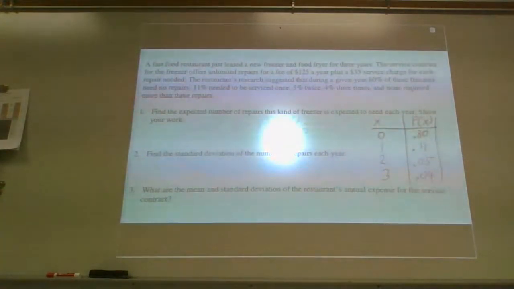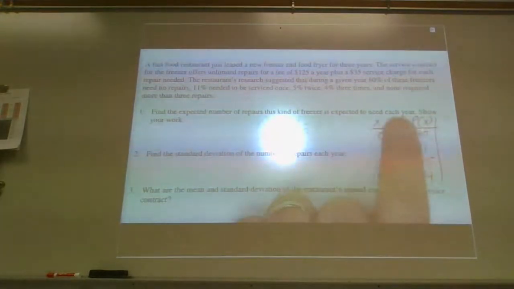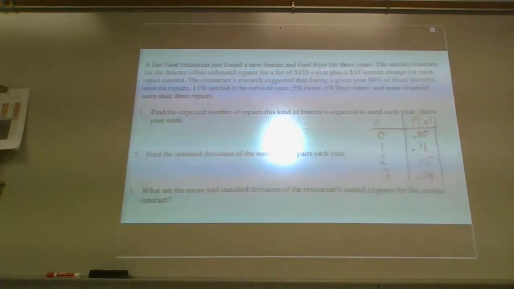Now, I know that the problem did state that the lease was for 3 years. But I'm going to ignore that for the simple reason that the question is asking for the expected number of repairs each year, meaning just in one single year, not for the 3 years combined.